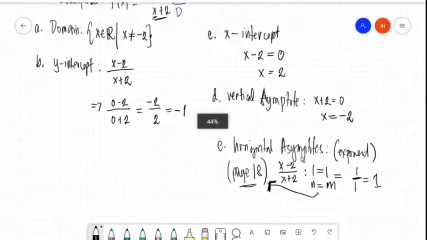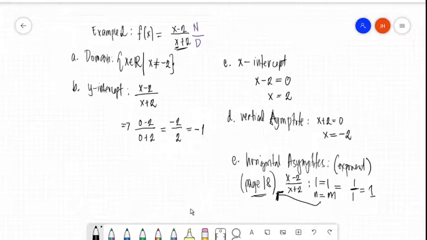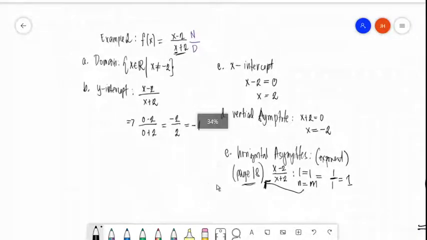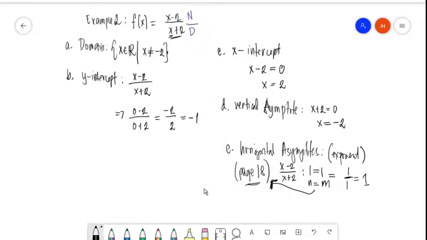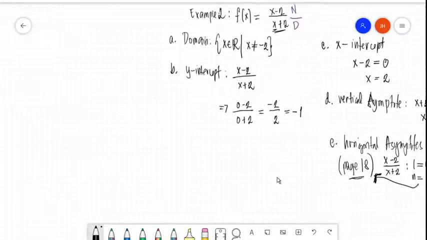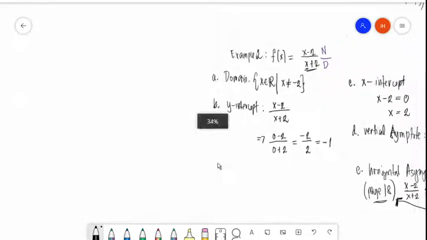After that, we can now have the sign table first before we graph anything. So we're just going to put it here on the other side.